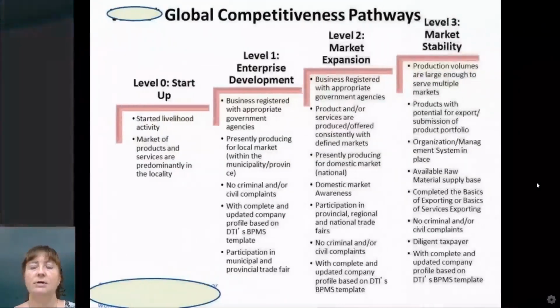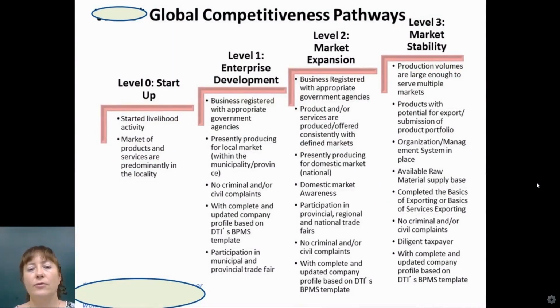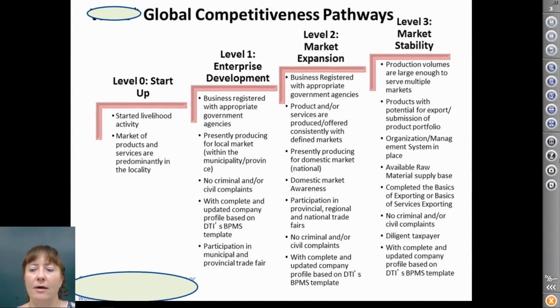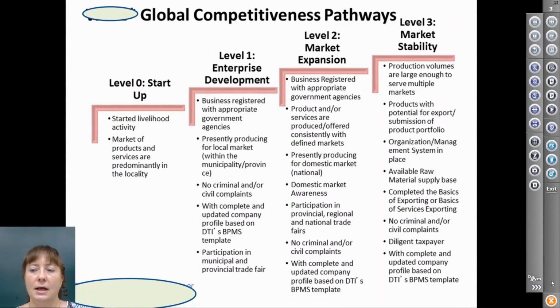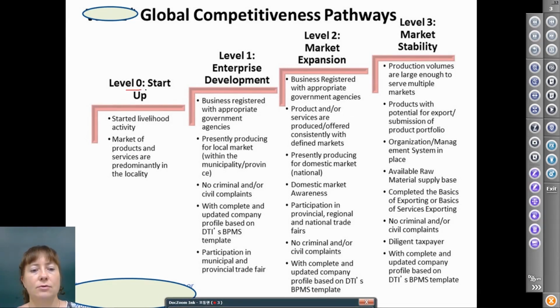Okay, let's start. First of all, let's look through the different levels of the global competitiveness pathway. First of all, let's start with level 0. So level 0 means that we have the startup project for the beginning. And in this startup project, level 0, we have a startup project here. So we started live activity in the global market.